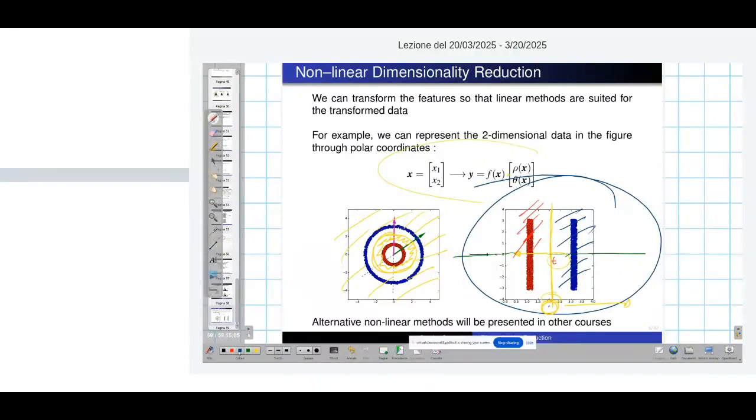Okay, questions on this? On LDA in general? Yes?